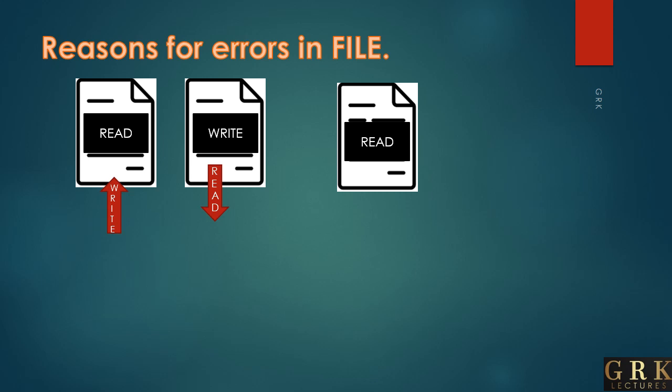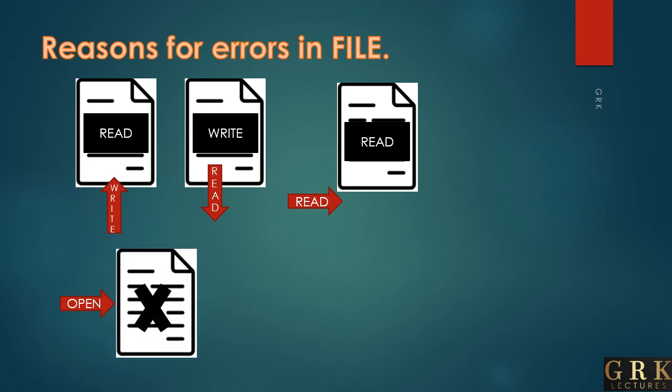Next we have a file open in the read mode and we are trying to read after the end of the file. The end of the file is a marker that indicates the file contents are over. So after that marker, if we try to read, then that causes an error. Another reason: we are trying to open a file, but that file does not exist in the current directory. So these are some of the examples of why errors will be raised in the file when we perform such types of operations.